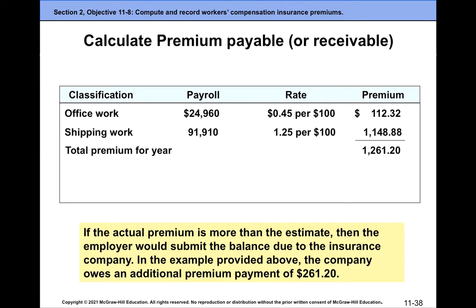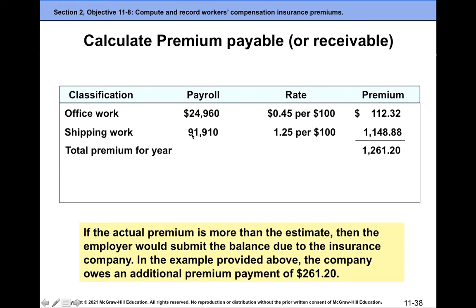In reality, we look at the end of the period and we see that the payroll is actually right here. So office work, 24,960. So we have to pay 45 cents per $100. So I move my decimal 2 places. I would take 249.6. So I divide it by 100, right? I pay per 100. So it would be 249.6 multiplied by 45 cents. I get $112.32.